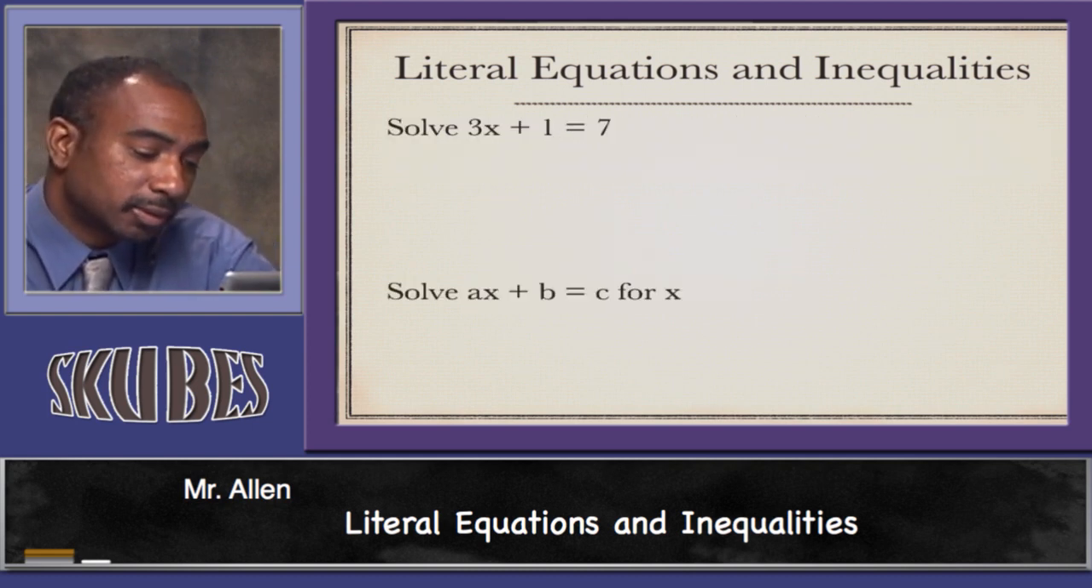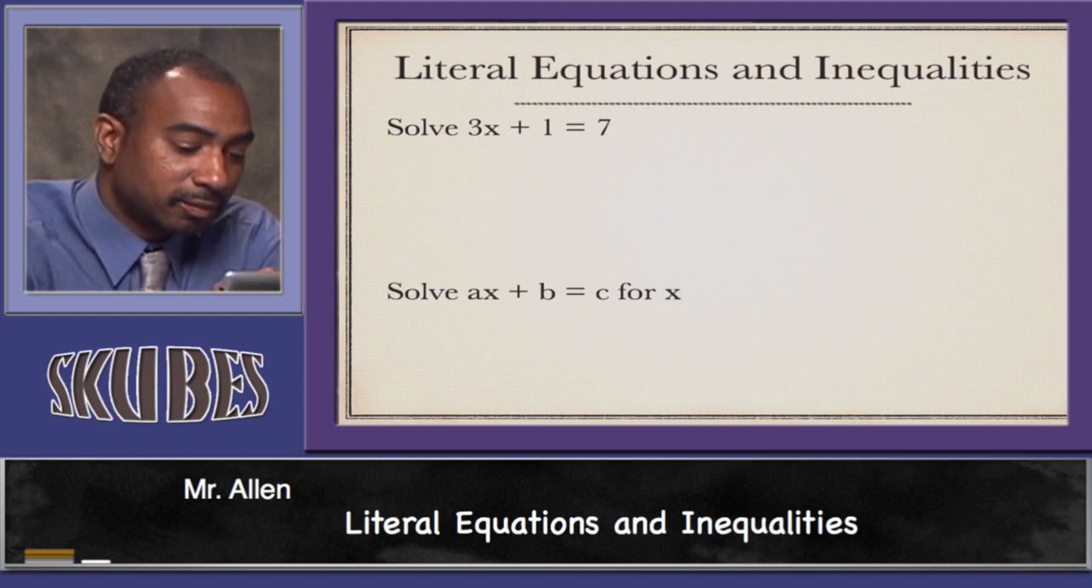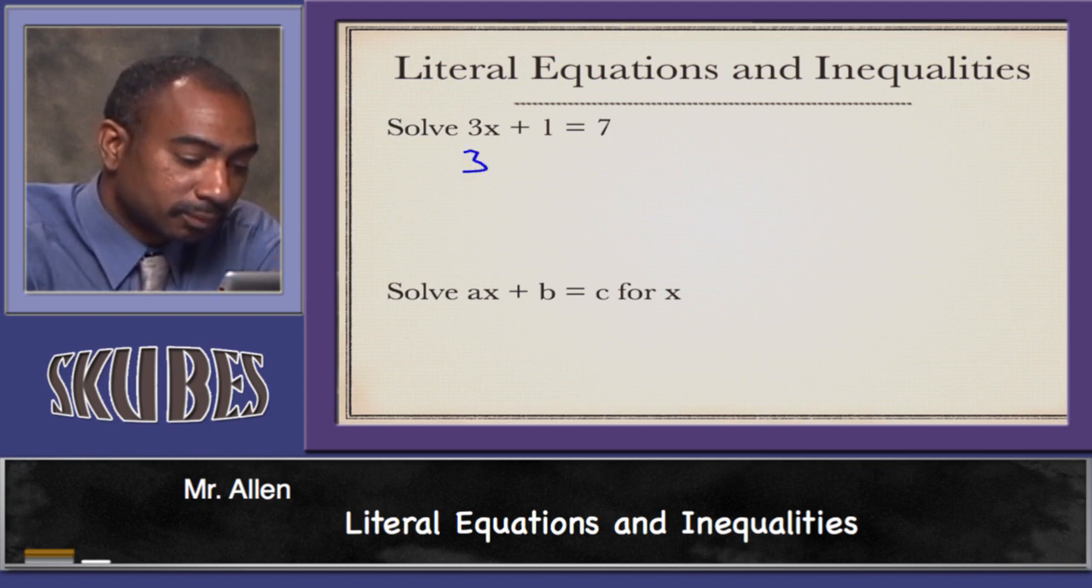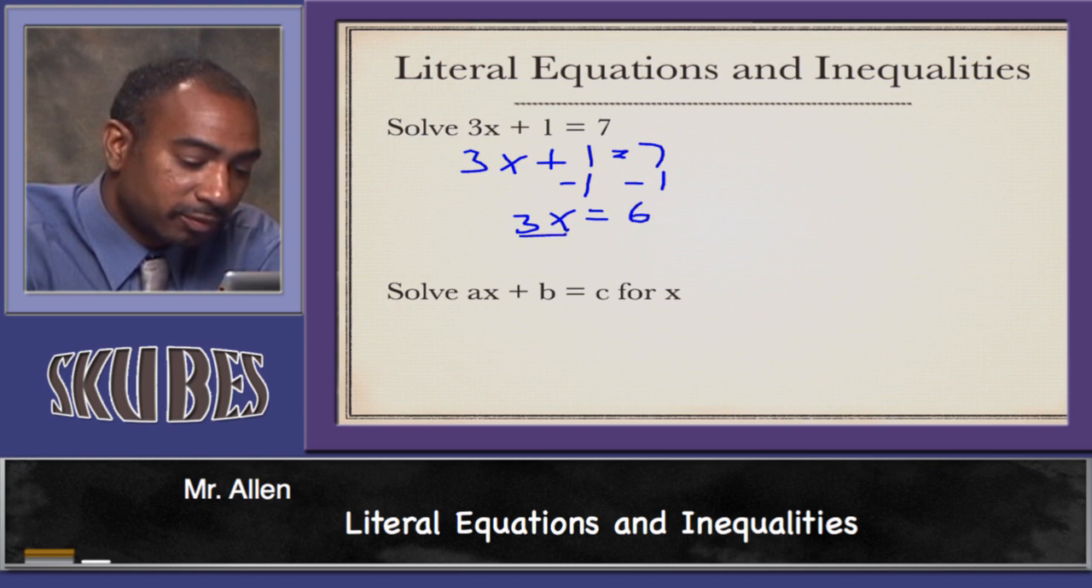For example, let's say I say solve 3x plus 1 equals 7. Well, we know how to solve that. You're going to take this equation and you can subtract 1 to both sides. So you get 3x equals 6. If I divide both sides by 3, I get x equals 2.